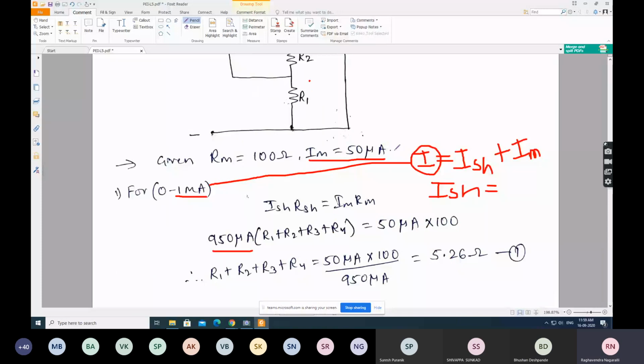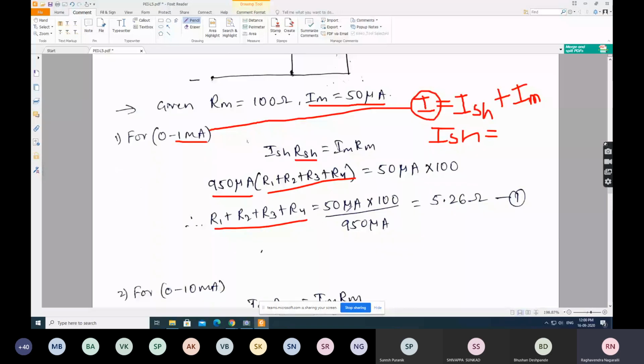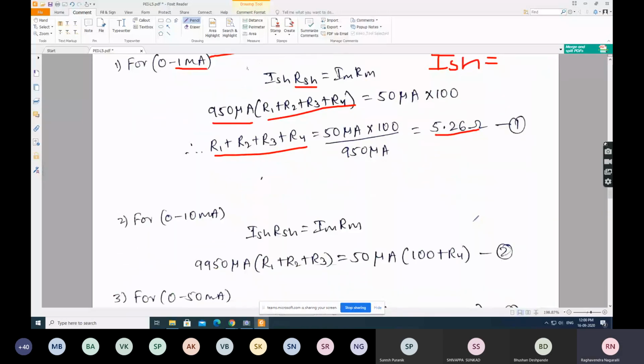Okay. So 950 microamps into RSH, this value, the series combination of all these resistors. Im is 50 microamps and Rm is given 100 ohm. So from this equation, we will get this relation. R1 plus R2 plus R3 is equal to 50 microamps into 100 divided by 950 microamps. So 5.26 ohm. So let it be like this.